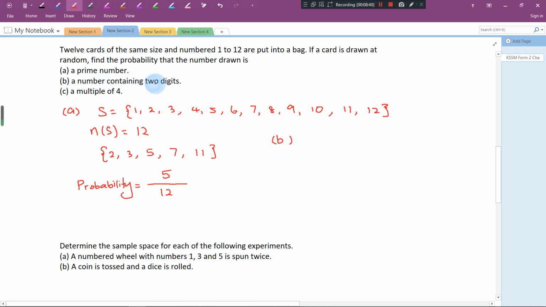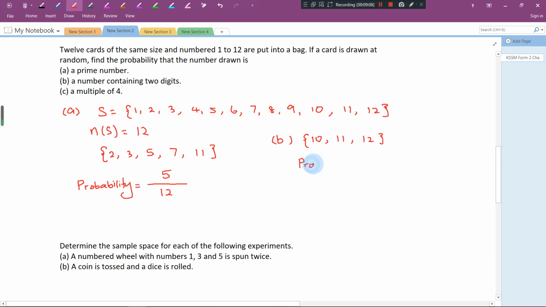A number containing 2 digits. Okay, let me list now all the numbers that contain 2 digits. So these are only 1 digit. Here 10, you have 1 and 0. 11, you have 1 and 1. 12, you have 1 and 2. So these are the 3 numbers which have 2 digits. So it will be 10, 11, and 12.